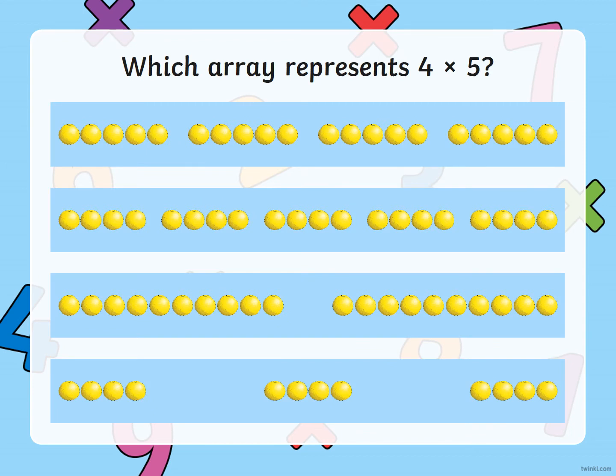Which array represents 4 times 5? Row 1, row 2, row 3, or row 4?